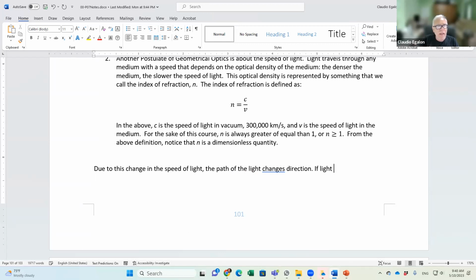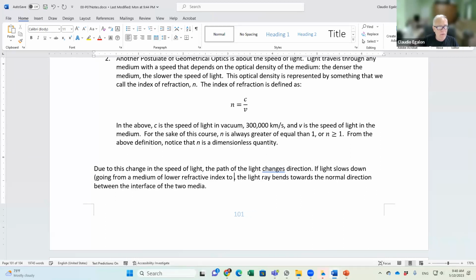If light slows down, the light ray bends towards the normal direction between the interface of the 2 media, right? If light slows down, going from a medium of low refractive index to higher refractive index, the light ray bends towards the normal to the interface of the 2 media. Okay?